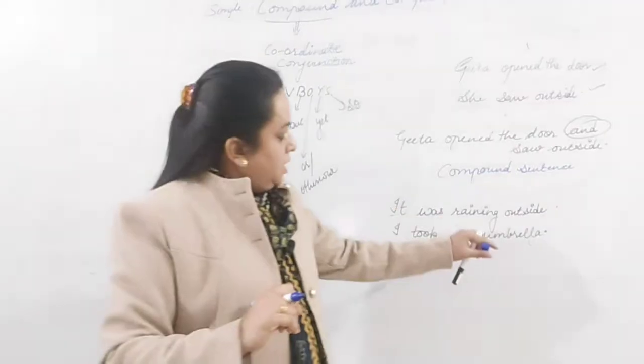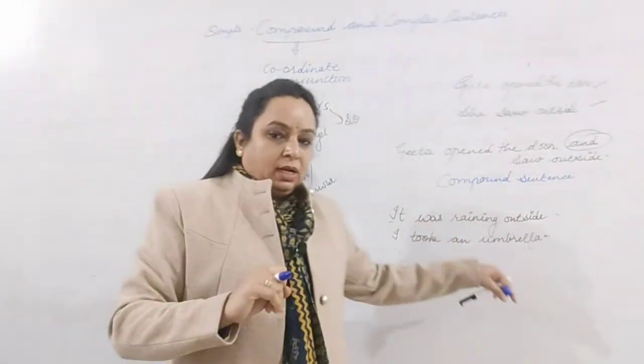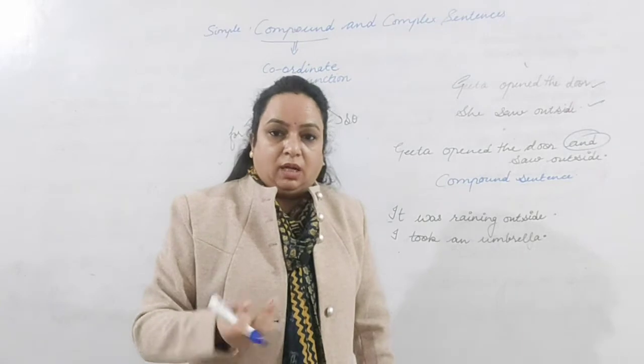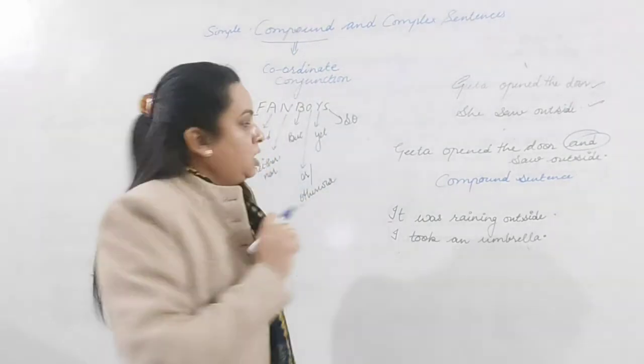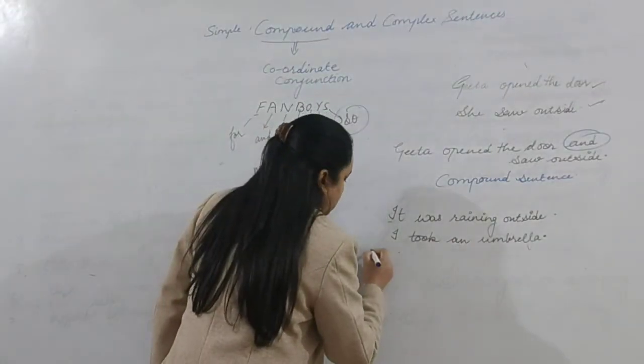It was raining outside, I took an umbrella. So that's why I took an umbrella. No? So that's why we will not use here. What is the conjunction appropriate for that? That is so. Right. So how will you transform the sentence?